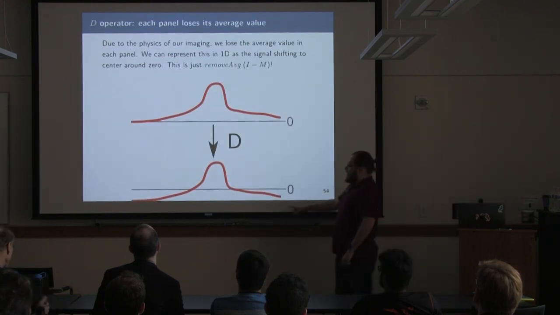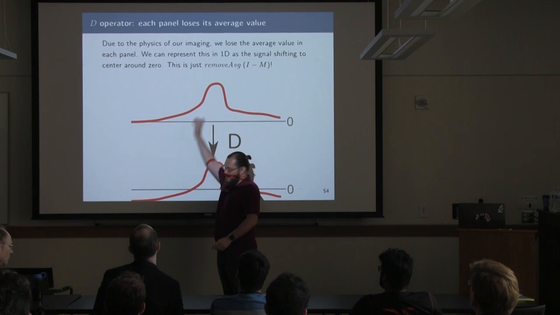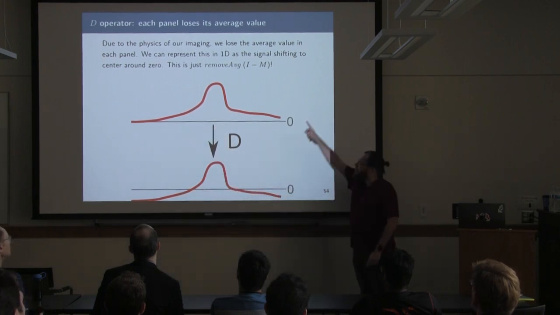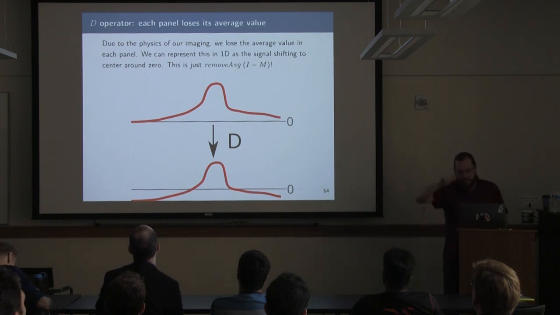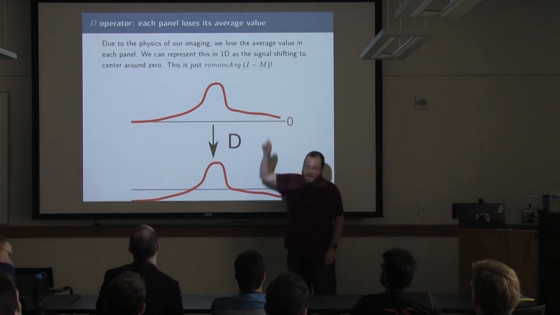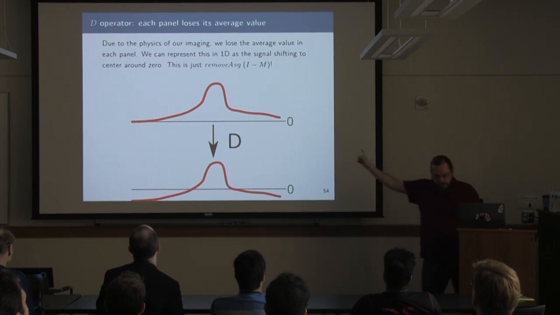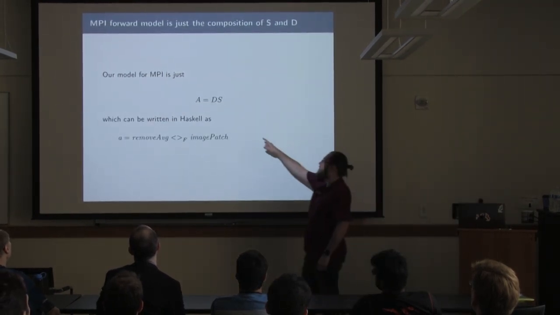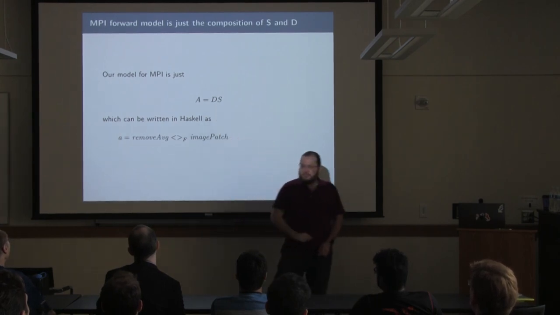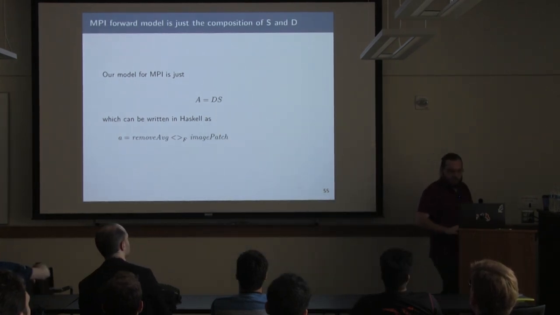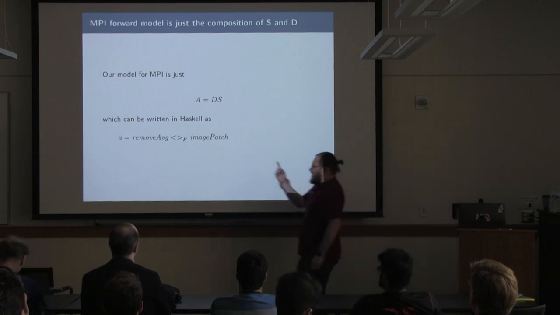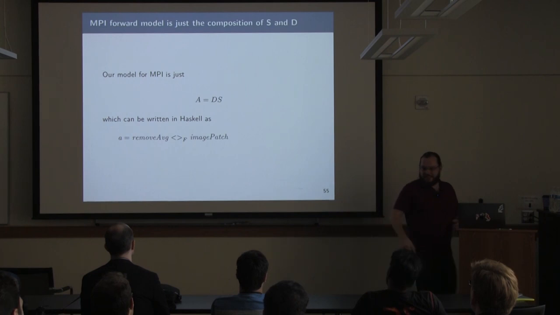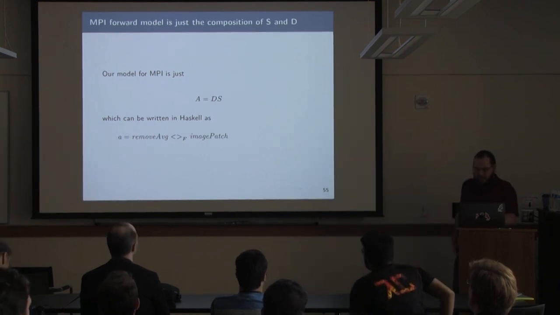The DC removal one takes that patch that I had and removes the average value, which is actually exactly that operator we defined before, that matrix-free operator up here, I minus M, except through composition. We do it through functions. So our model is simply the splitting operator matrix multiplied by the DC removal operator. This image patch thing is a little bit more complicated, so it's written in Python. I reconstructed everything in Python because I didn't have time to remake some of these.